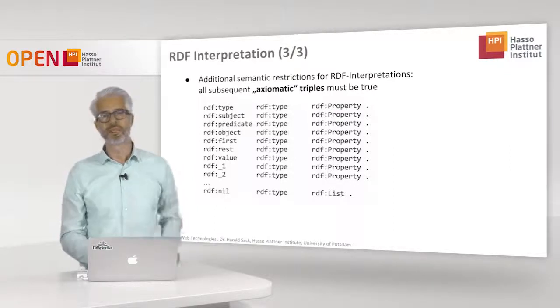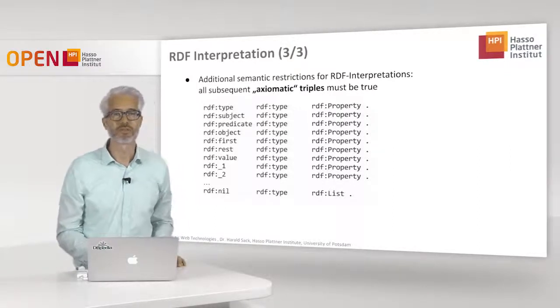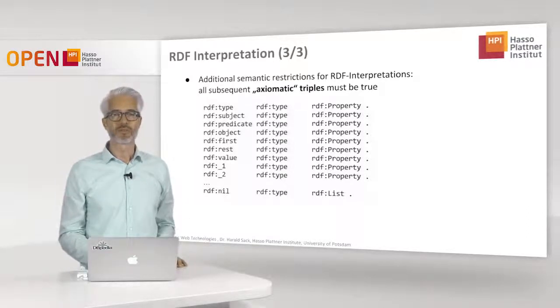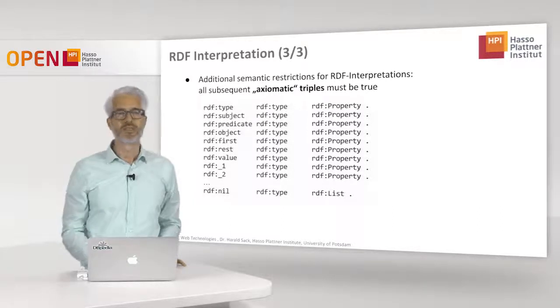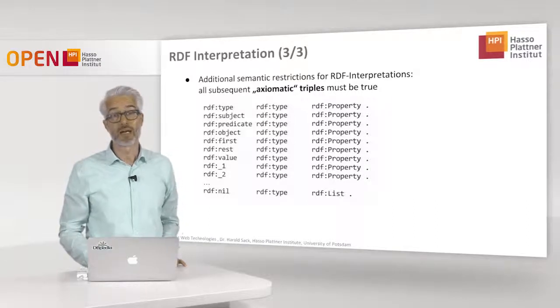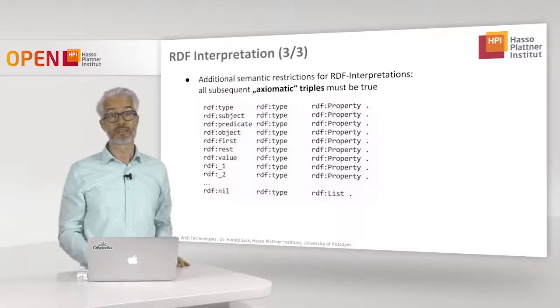And then we have the parts also here for the RDF containers. We have here rdf:_1, rdf:_2, and so on and so on. And these are all properties. And then, of course, we have the end here, rdf:nil, which is then also of type rdf:List. So this is a list, but it's empty.